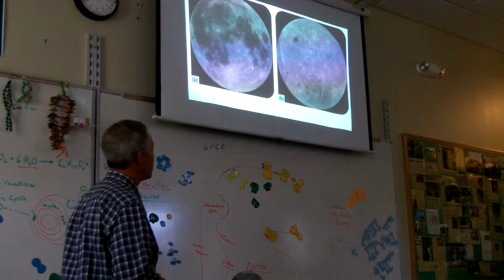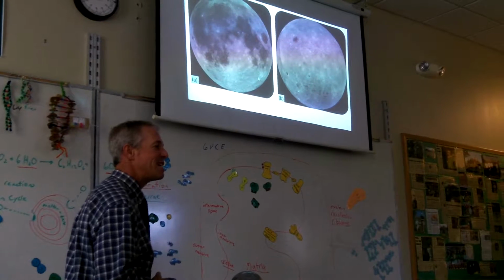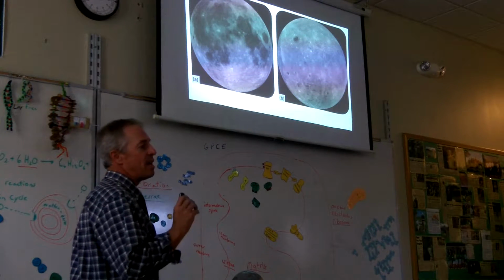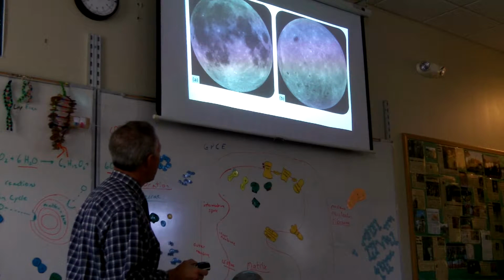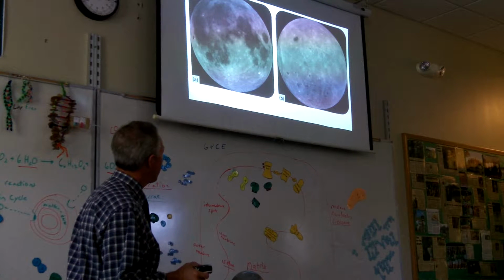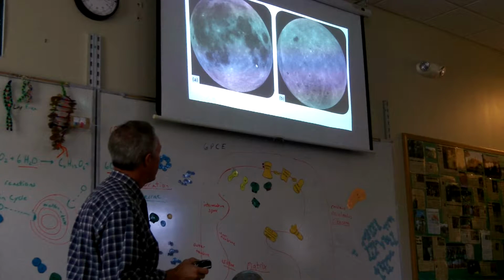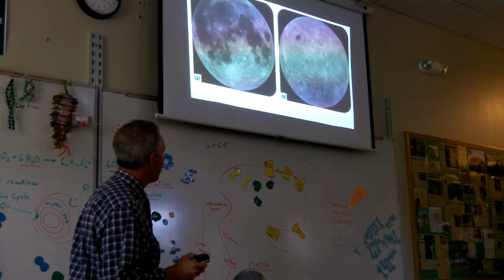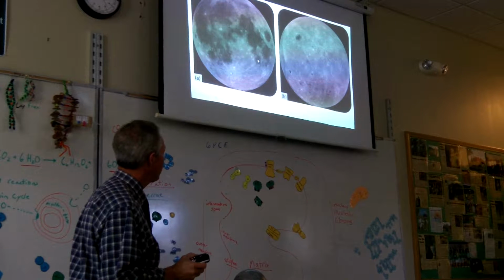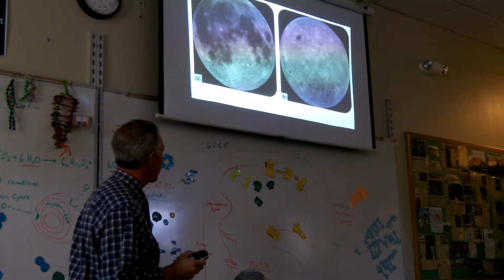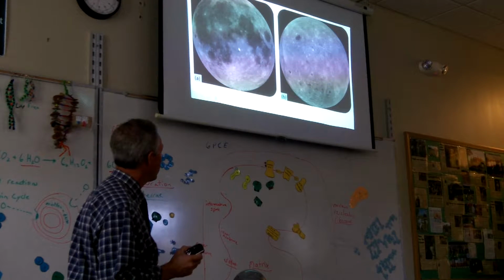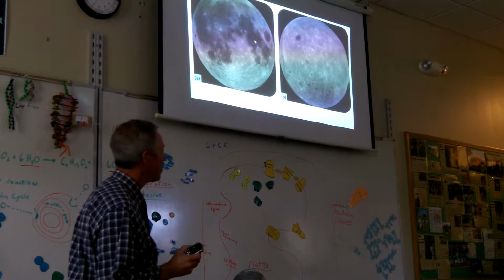Another thing that helps scientists measure age is counting craters. Let me ask you this. If a certain area had more craters than another area, like if they count the number of craters on the moon, there's more here than there. Why would there be more craters here than there?